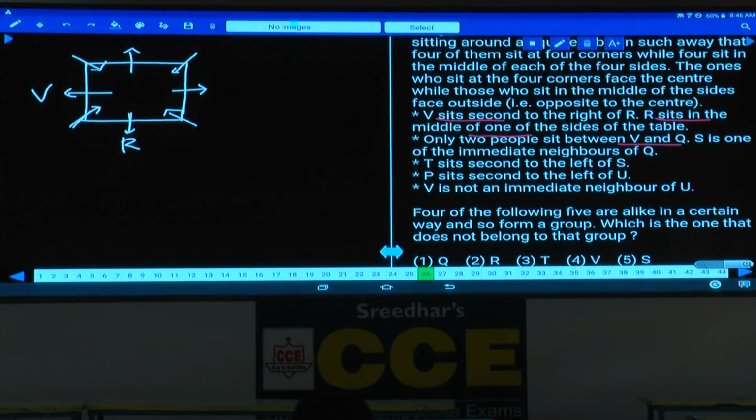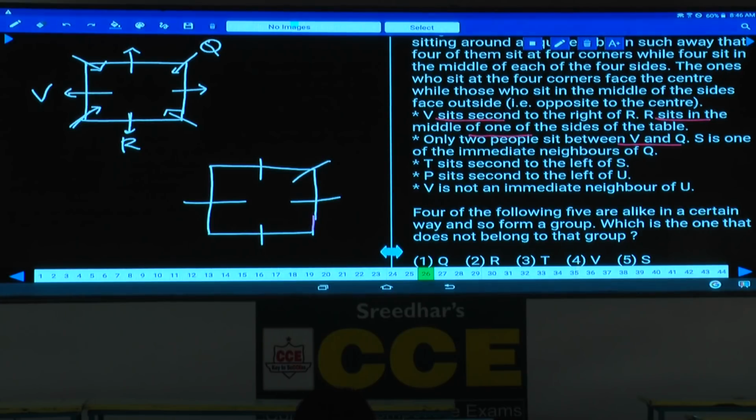There are 2 people between V and Q. As there are 2 people between V and Q, 1, 2, Q can be here, that is one possibility, where the right hand side of V is Q. And what is the second possibility? The second possibility is that the left hand side of V can be Q, isn't it? As there is a second possibility, we are drawing the second possibility as well. Clear? Now R is here and V is here, and with 2 persons between V and Q, Q can be here. Are you following or not?